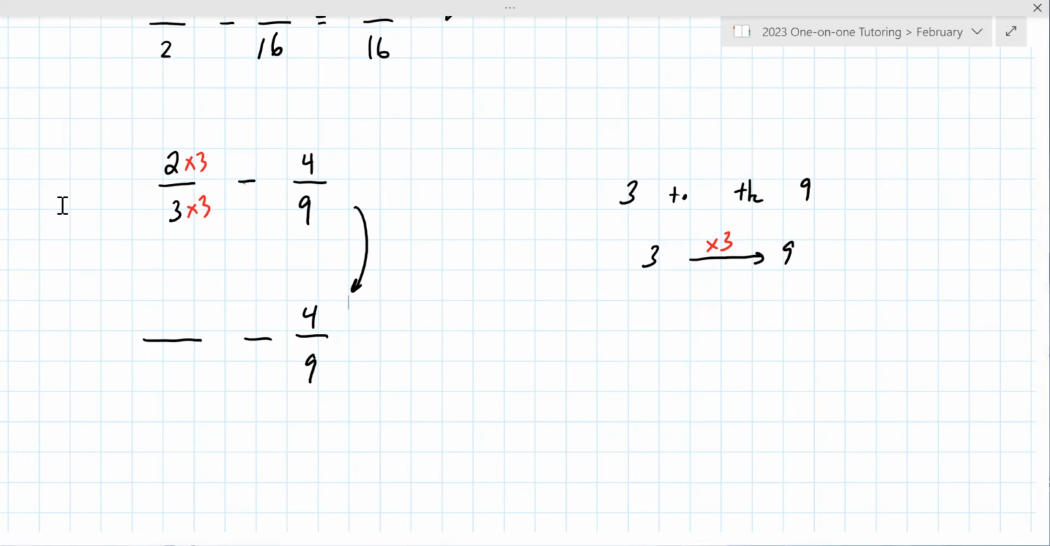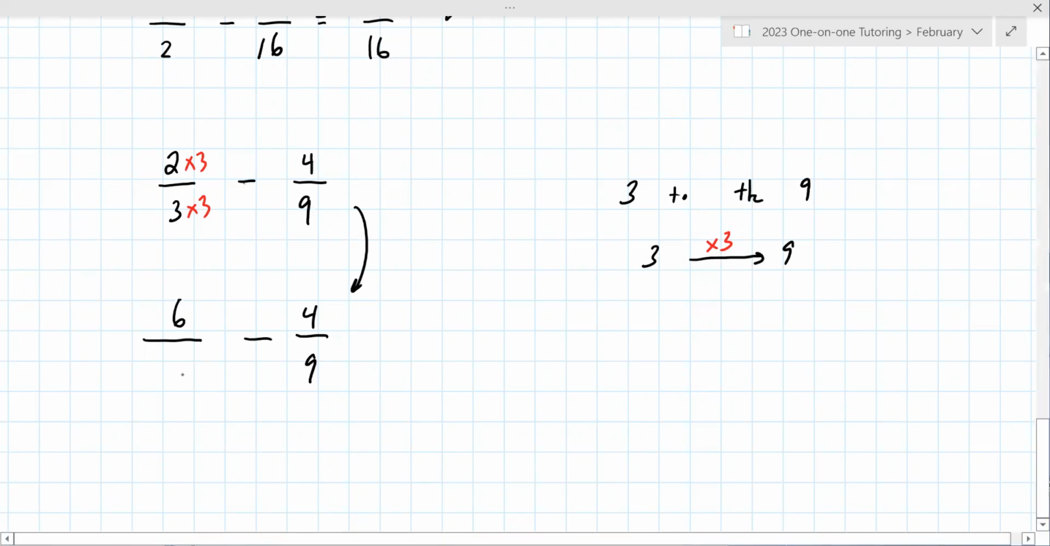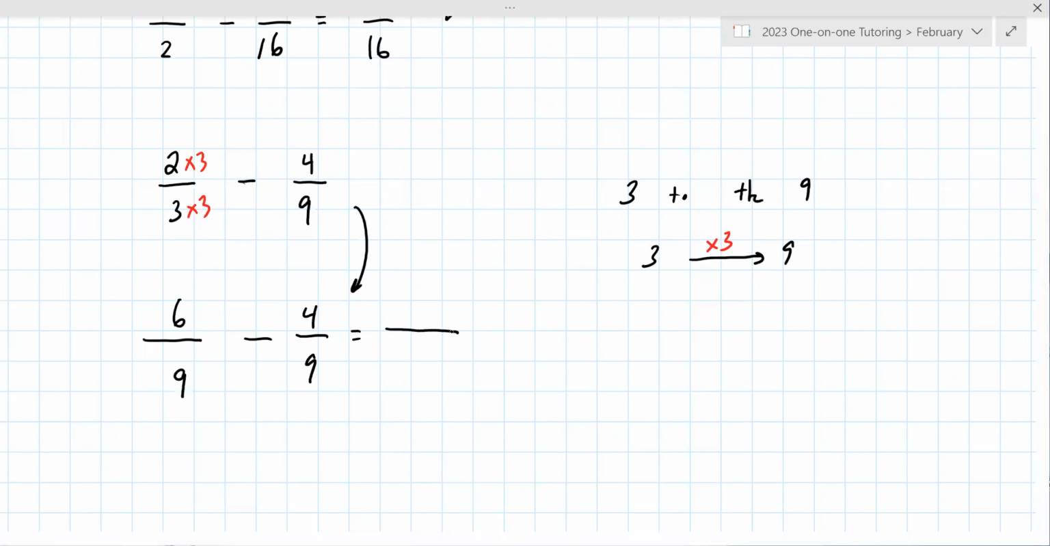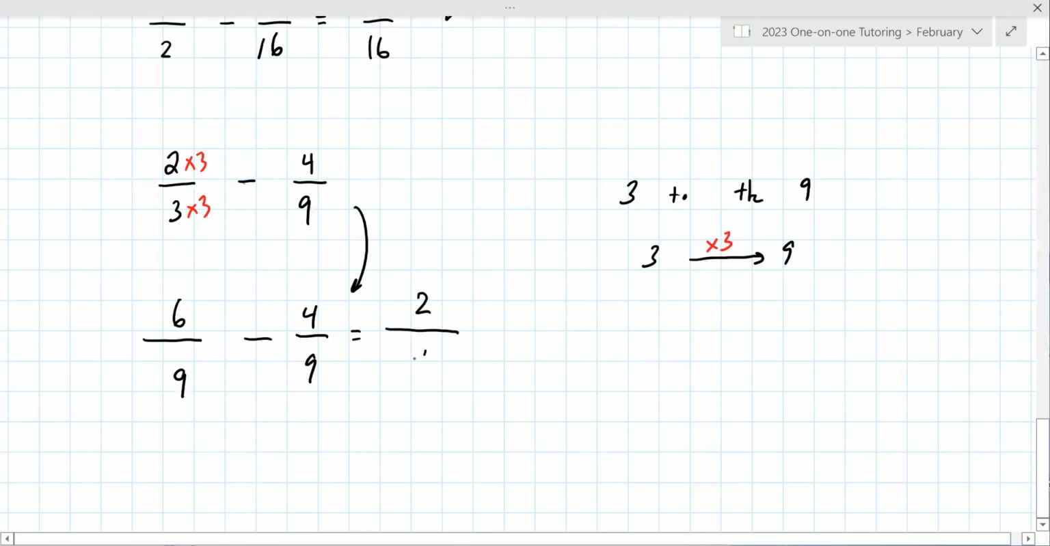So the left fraction is 6/9. Okay, and then I subtract 2/9. Good. Very good. Okay, so let me have you try another problem.